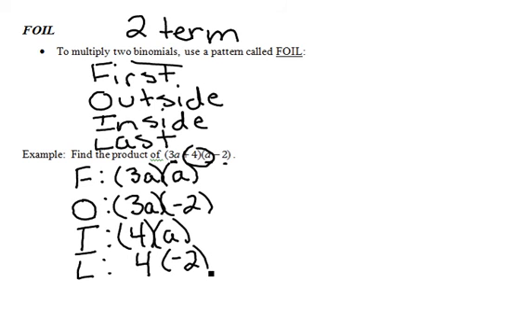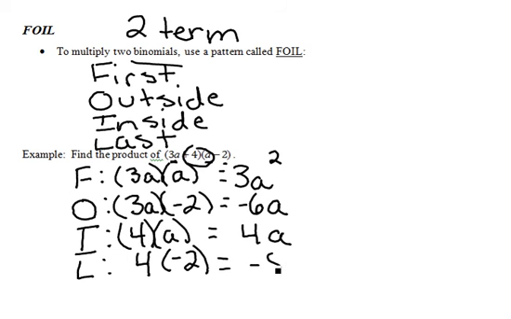Now if I multiply these all together, 3a times a gives me 3a squared. 3a times negative 2 gives me a negative 6a. 4 times a is a 4a. And 4 times negative 2 is negative 8.